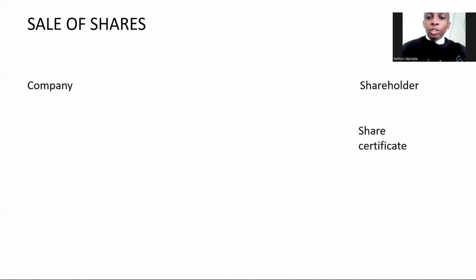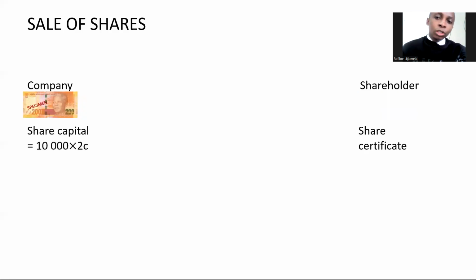Now, for this transaction to happen, the shareholder must pay an amount of money to the company, and the company will recognize that amount of money as share capital, meaning that those 10,000 shares were actually issued at only 2 cents, meaning that the company will have a share capital of 200 Rand. This is how money moved.